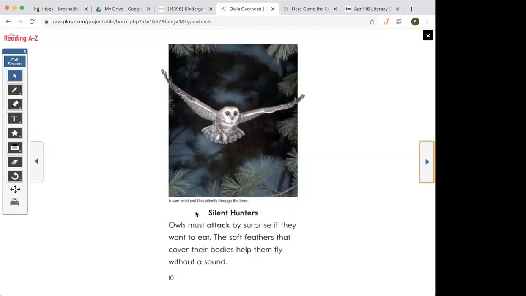This title heading says Silent Hunters. Owls must attack by surprise if they want to eat. Attack is bolded, so we can go to the back and look that up. The soft feathers that cover their bodies help them fly without sound. This caption says, a saw-whet owl flies silently through trees.